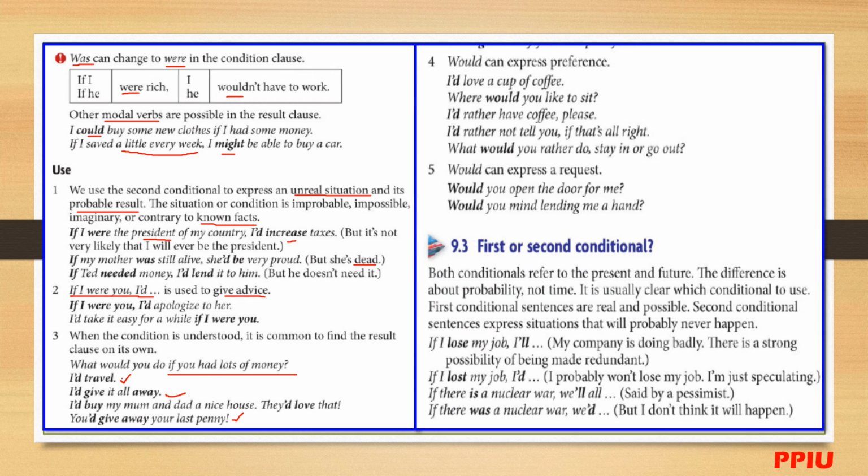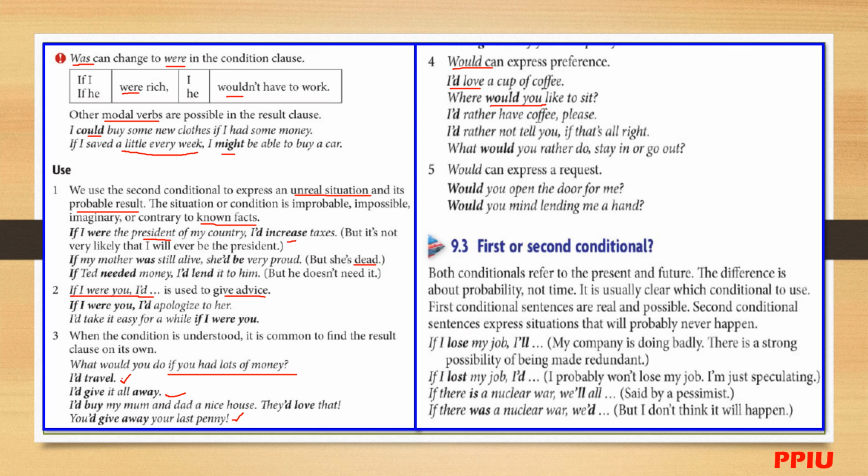Okay, to move to usage number 4. Would can express preference. So would can express preference. For example, I'd love a cup of coffee. Where would you like to sit? Where would you like to sit? Would plus love, would plus like, it refers to your preference there.